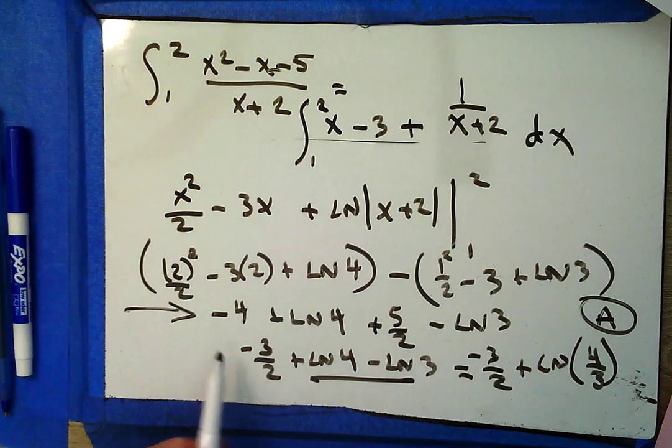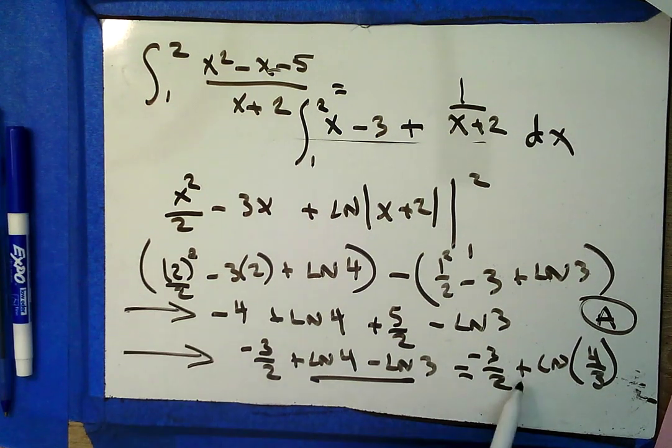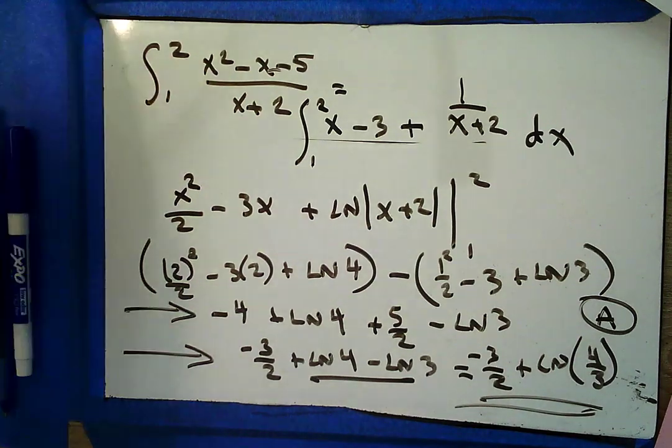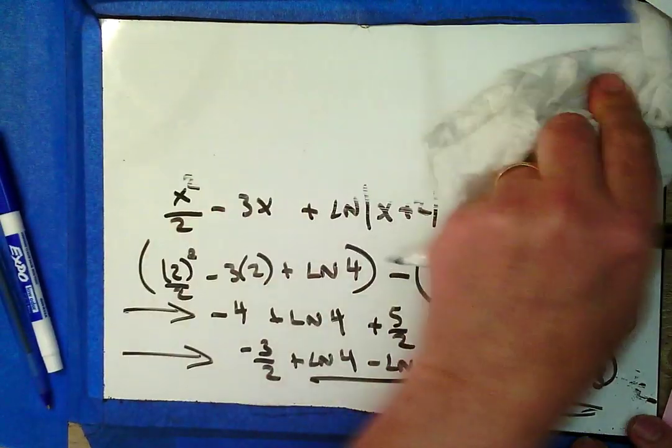This was not present. This was present here. I had to combine these like terms and condense my ln in order to get answer A for number 3. Let's take a look at number 4.